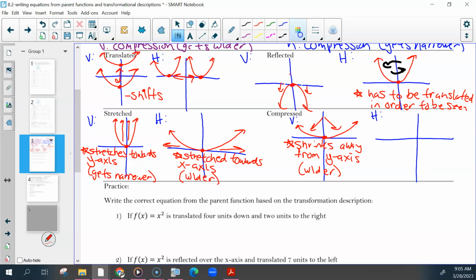And then just like the vertical, the horizontal has to do the same thing. So it's going to shrink away from or compress away from the x-axis. So then it will get narrower. So, shrinks away from x-axis.